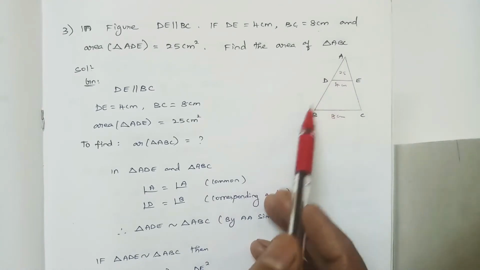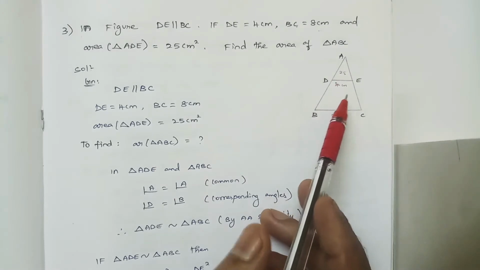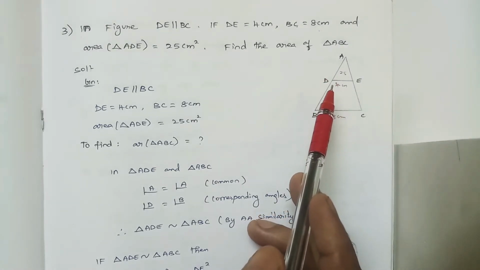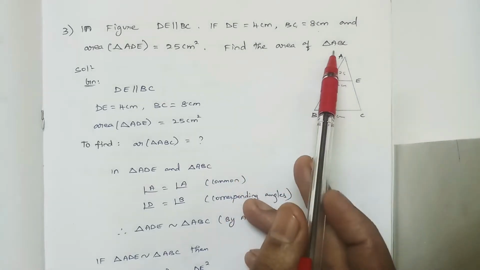So what we want to do is prove that these two triangles are similar. Only then will the statement be applicable. Then by using the statement, we can find the area of triangle ABC.